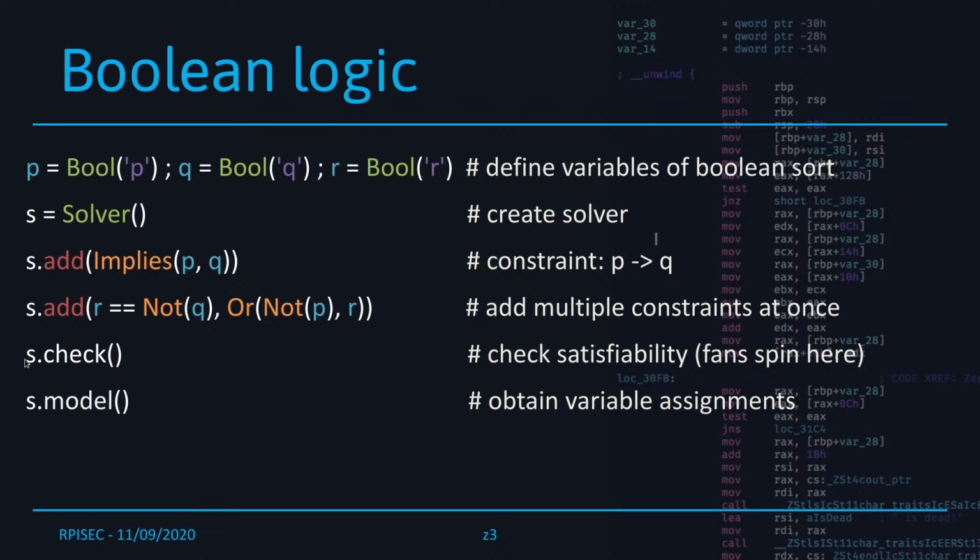And then finally, the last step here is we want to check to see if this model is solvable. We want to check to see if there's any combination of variables that can make this logical formula true. And then if there is, we want to obtain those variables. We want to obtain those values.